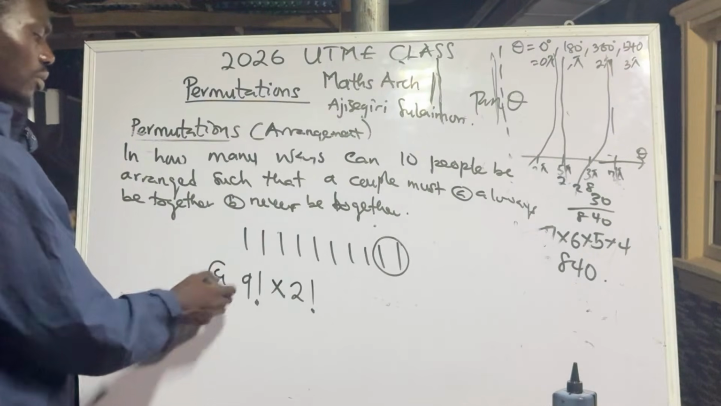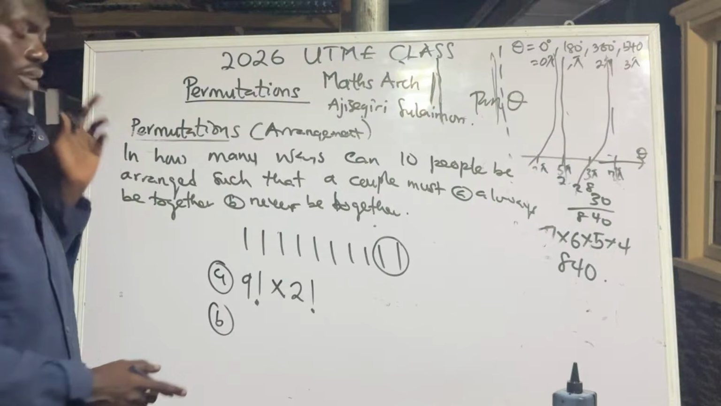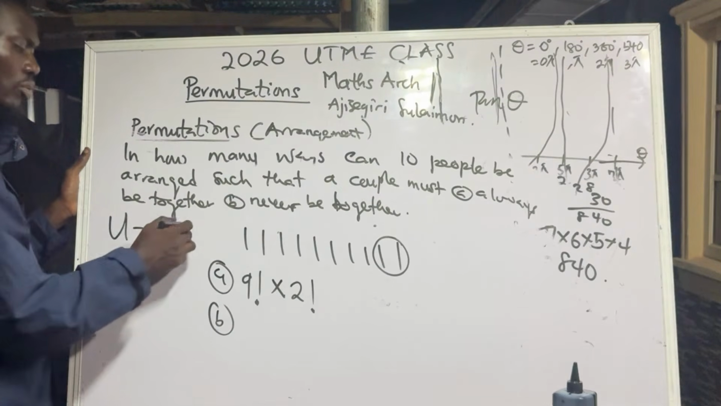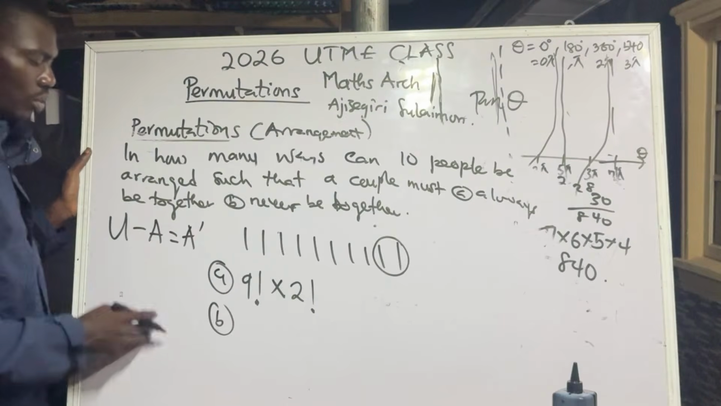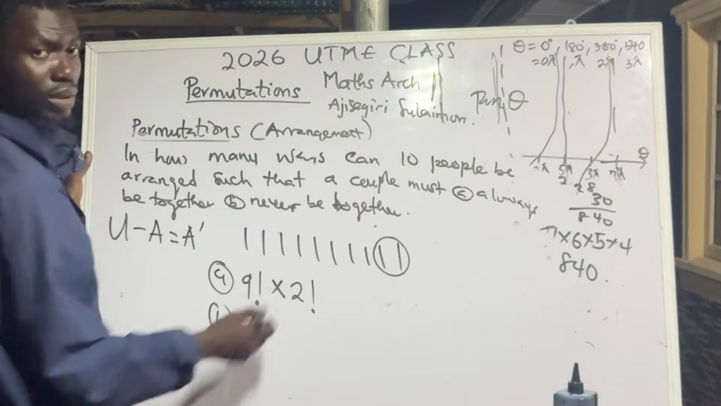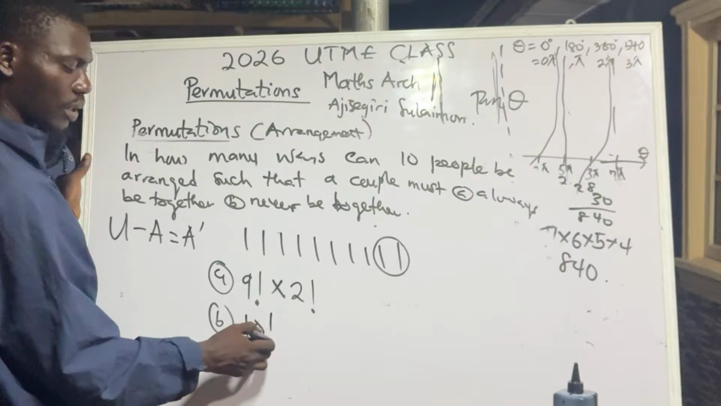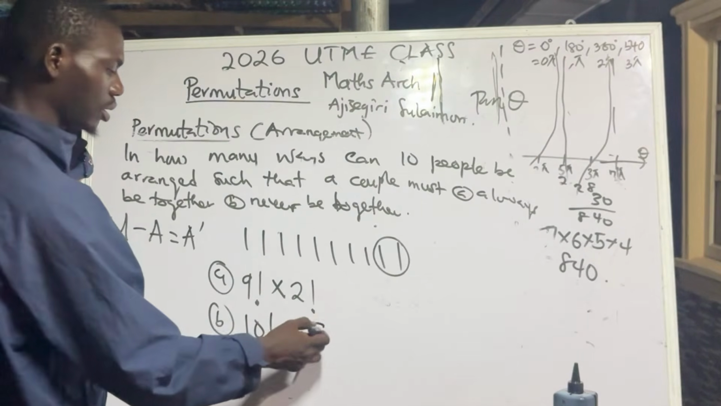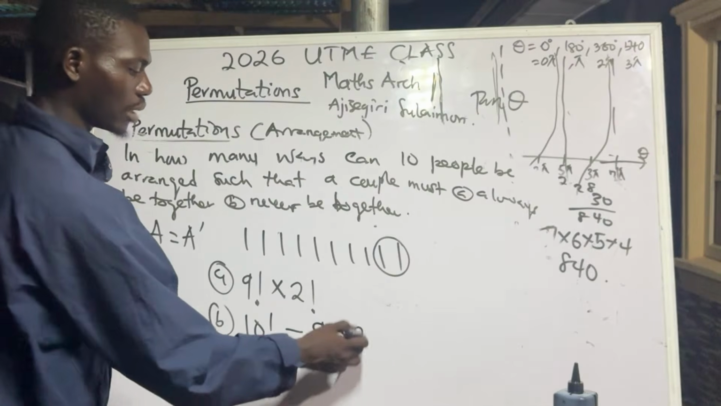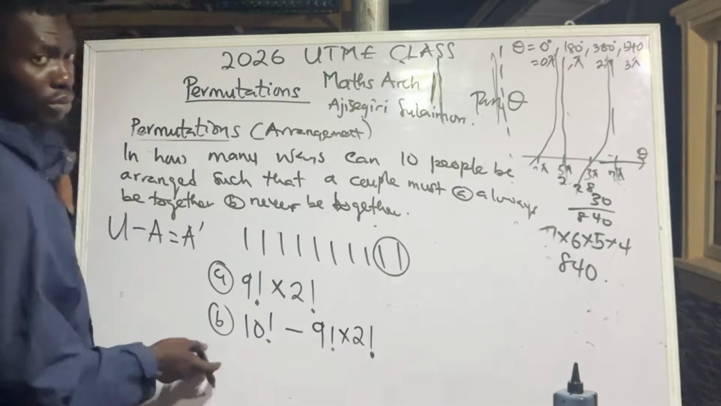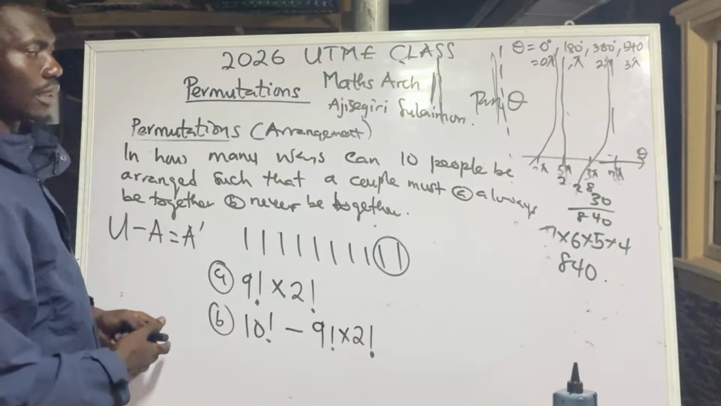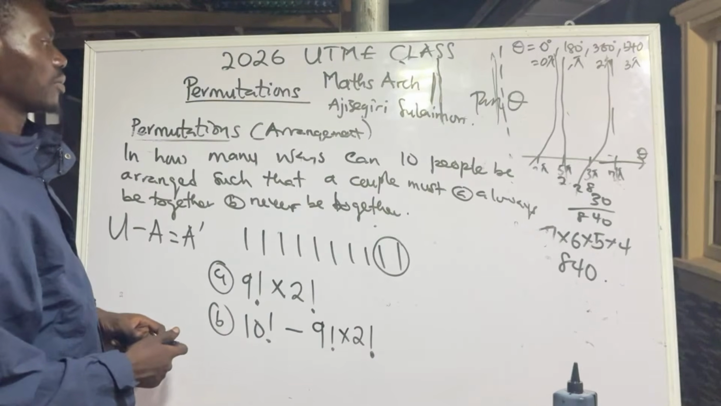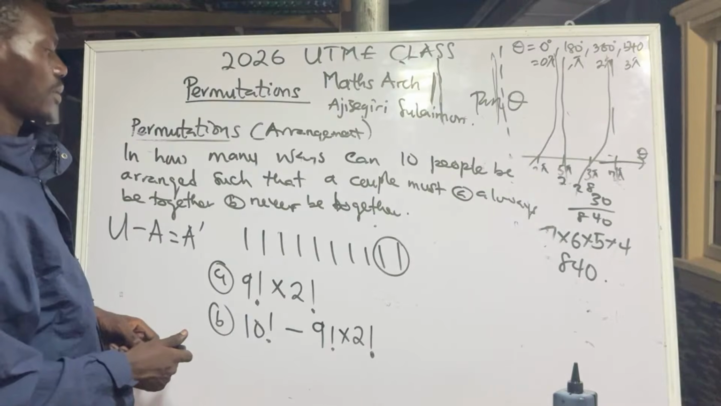Yes. That's the first one. The second one, if they must never be together, remember I told you that the universal minus A is equal to what? A prime. So what would we say? The normal arrangement of 10 people was what? 10 factorial, minus, if they must be together, 9 factorial times 2 factorial. And that's the answer. Okay?